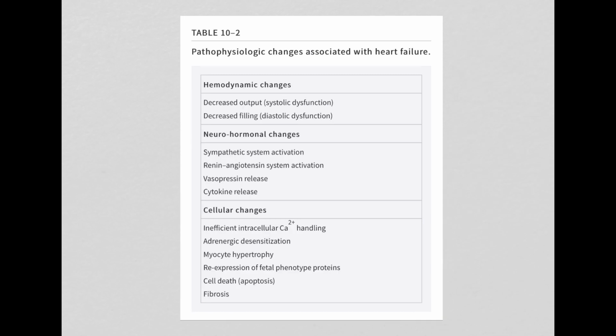The pathophysiology of heart failure is complex and needs to be understood at multiple levels. There are the changes in pump function, including decreased output and decreased filling. There are neurohormonal changes, most notably upregulation of the sympathetic nervous system, as well as upregulation of the renin-angiotensin-aldosterone system. And then there are cellular changes as well.